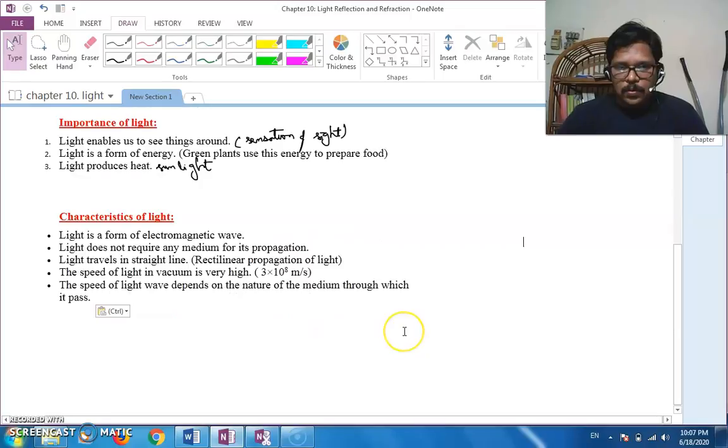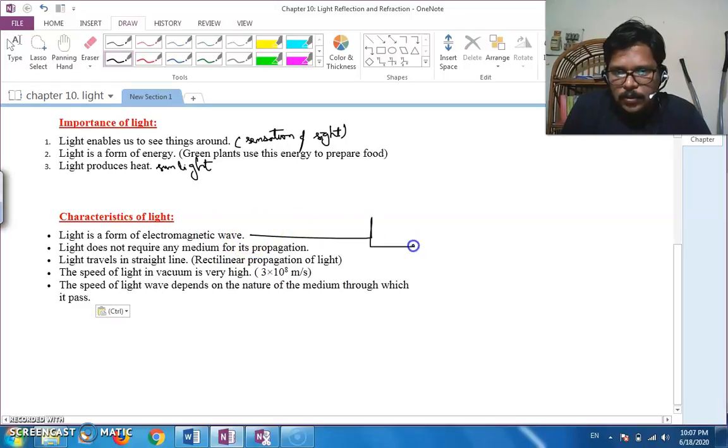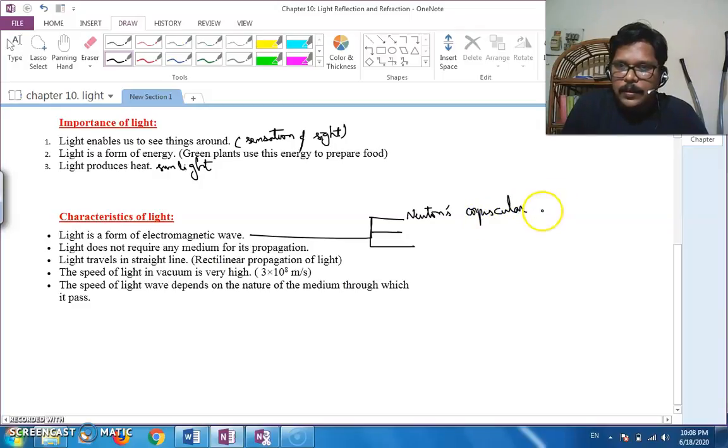Okay, so light is a form of electromagnetic wave. Here there is a contradiction or a conflict about the nature of light. According to Newton, or rather Newton encouraged, or we can say Newton's idea of corpuscular theory.